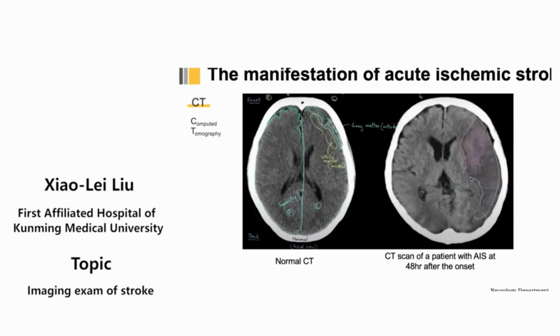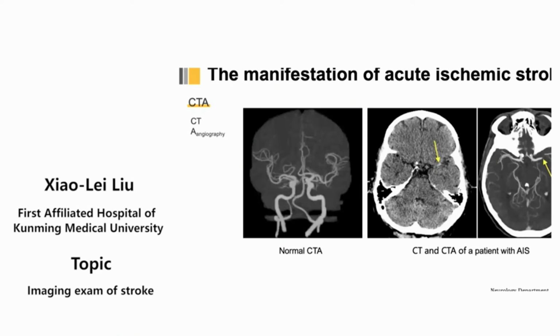Now, this scan is taken at 48 hours after the onset. You can see some swelling developing here. The low density contrasts with the right hemisphere. This region is supplied by the middle cerebral artery. This is a typical manifestation of AIS, acute ischemic stroke, on CT.